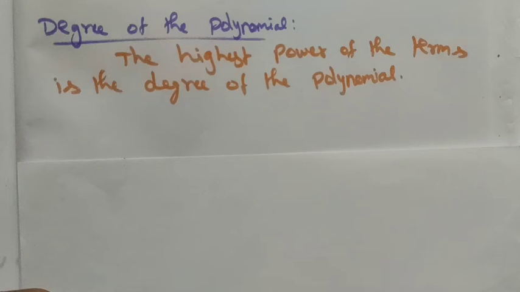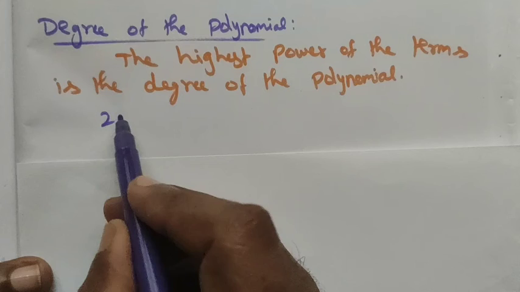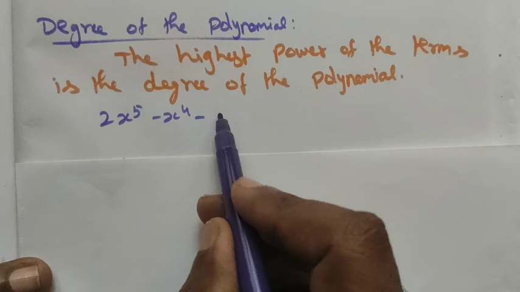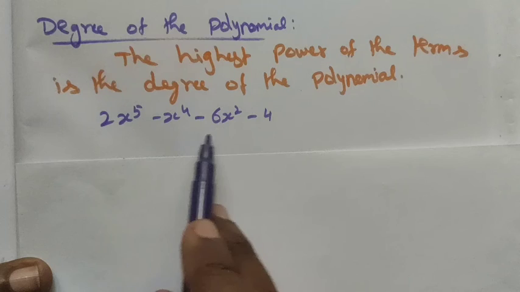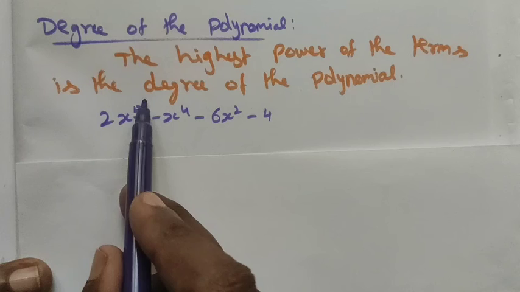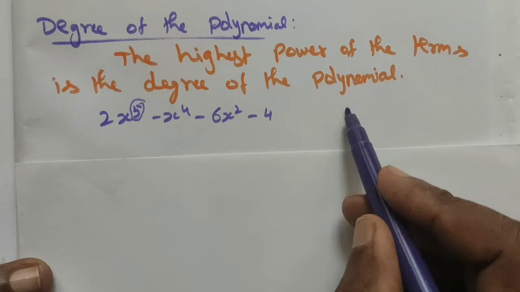See, the highest power of the term is the degree of the polynomial. In a polynomial, the variable with the highest power gives the degree of the polynomial. For example, let me take 2x power 5 minus x power 4 minus 6x square minus 4. See, in this polynomial, the highest power is the degree of the polynomial. Here the highest power is 5. So the degree of the polynomial is 5.